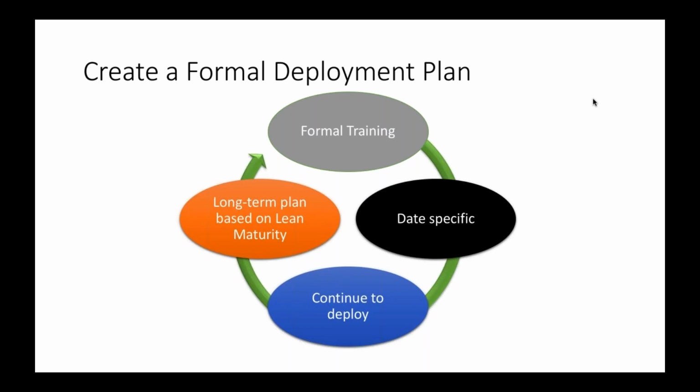And you create a long-term plan based on your lean maturity. Lean accounting can be deployed as fast as a lean transformation occurs. I like to say that it's difficult for lean accounting to get ahead of lean, but you want lean accounting to keep up with lean. And part of the long-term plan, as I said earlier, is if you have standard costing, how are we going to deal with it?